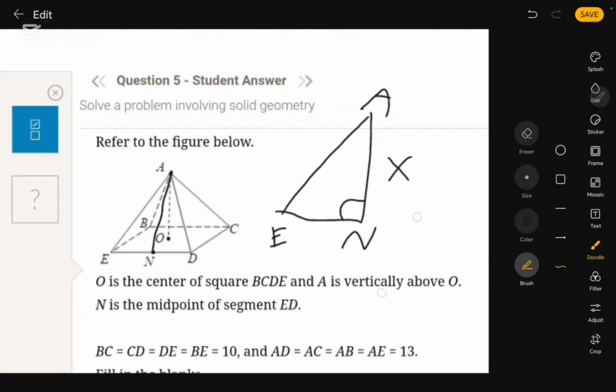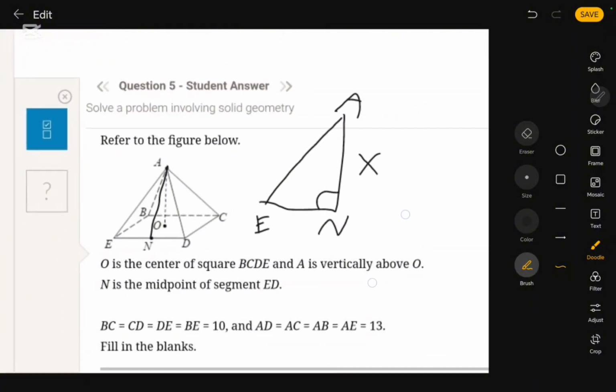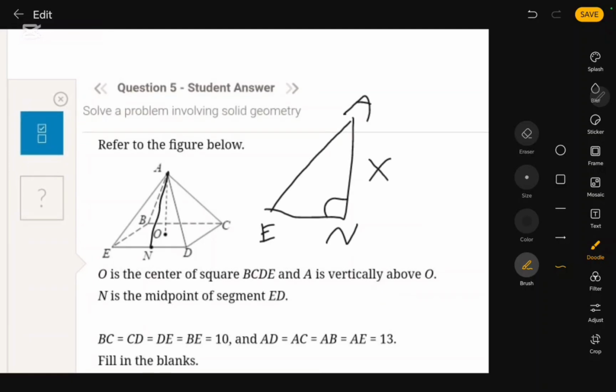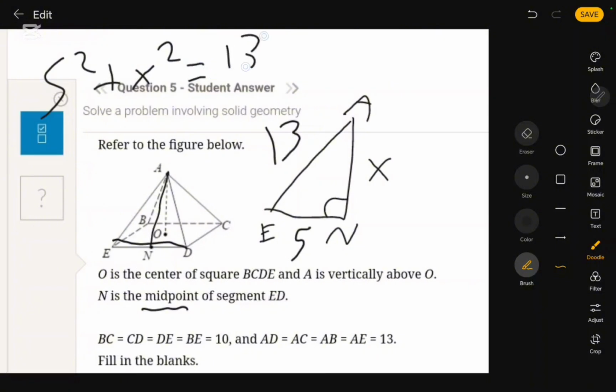So it said ED is 10. Because we need to find first of all of it. So now we know ED, all of it is 10. Now they said that N is the midpoint. Midpoint is middle, so it's going to be 5. And AE is 13. So then we have to do the Pythagorean theorem, you get 5 power 2 plus x power 2 equals 13 power 2. And you get x to be 12. Okay.